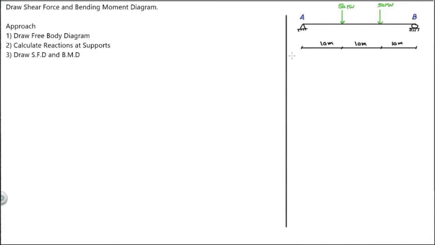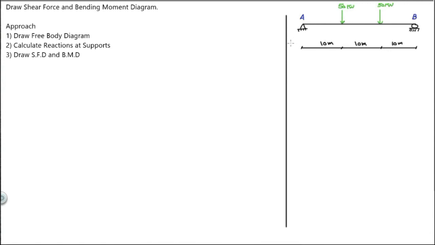Hello guys, welcome back. In today's video, we will draw the shear force and bending moment diagram for this simply supported beam. As we see here, there are two supports. This one is pin and this one is roller. There are 2 point loads, 50 kN each. So how do we start?